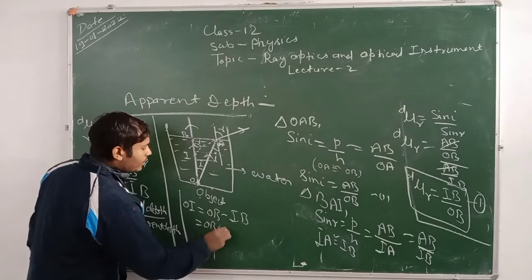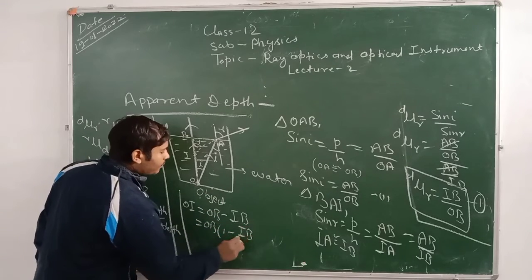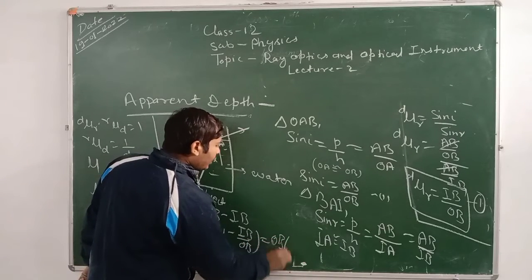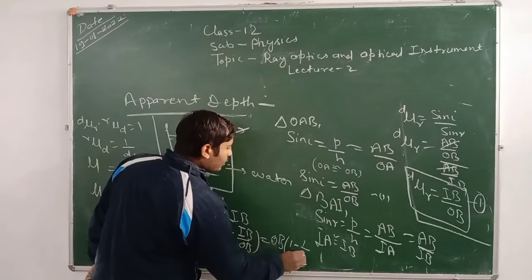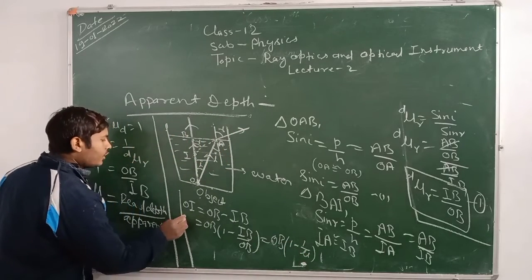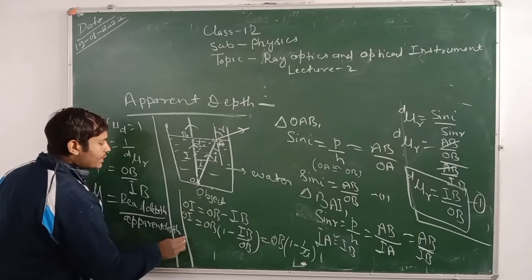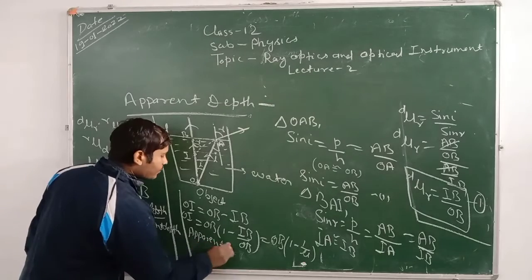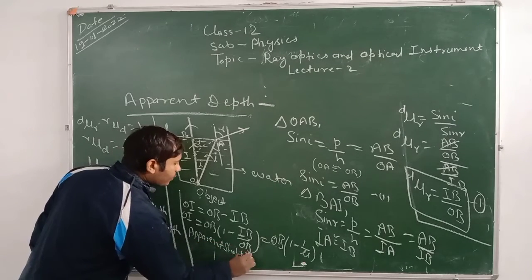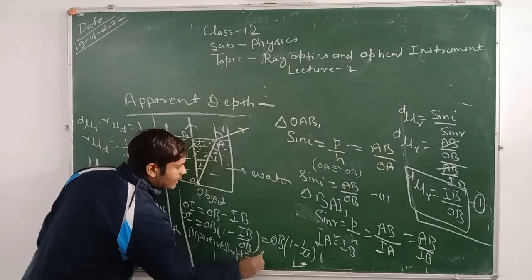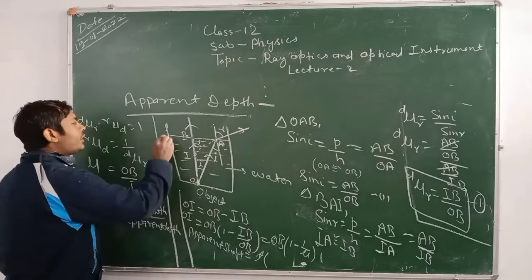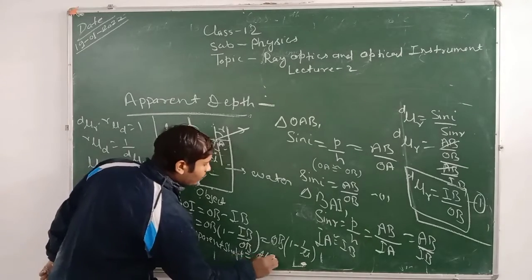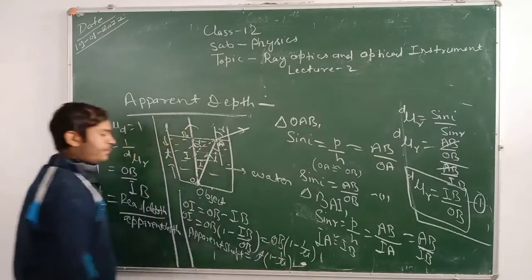Take OB as a common. This will be equal to 1 minus IB upon OB, and it will be equal to OB in bracket 1 minus 1 upon mu. This is the OI, which is known as the apparent shift, and it will be equal to OB. Let us say I am given that the thickness of this water in the bucket is T. So it is T times (1 minus 1 upon mu).